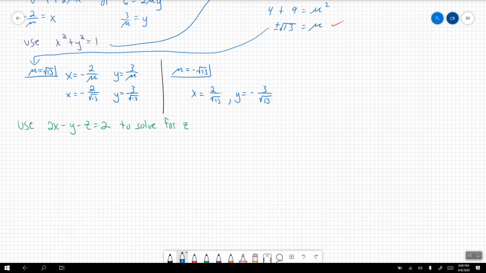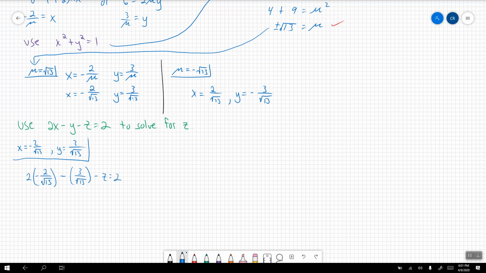All right. Now, the way we're going to do that is we're going to work with the x and the y values. We're going to work with x is negative 2 over root 13, and we're also going to work with y is equal to 3 over root 13. All right, using these values, we're going to sub them into this equation. Just like this.